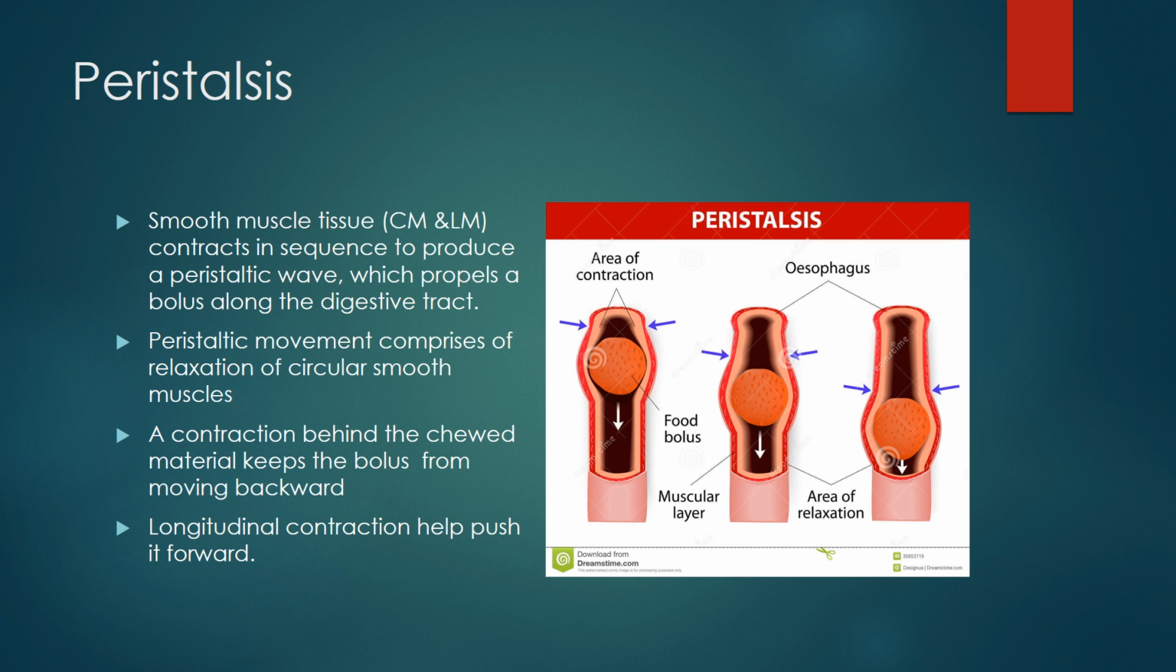Now let's take an in-depth look at peristalsis. First, smooth muscle tissue, both circular muscle and longitudinal muscle, contract in sequence to produce a peristaltic wave, which propels a bolus along the digestive tract. The peristaltic movement comprises relaxation of circular smooth muscles. A contraction behind the chewed material keeps the bolus from moving backward. Then, a longitudinal contraction helps push it forward.